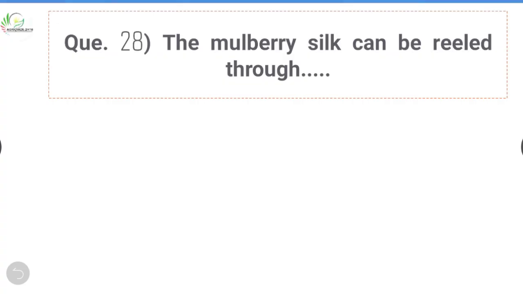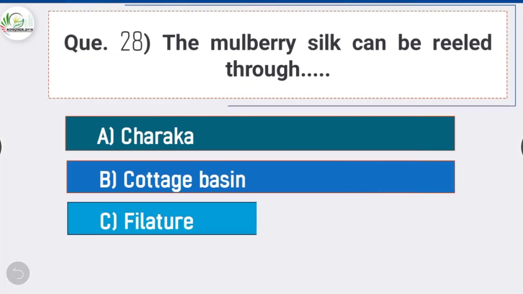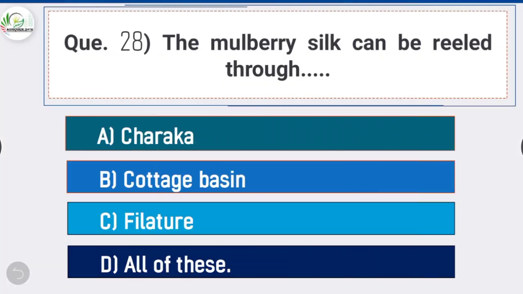Question number 28. The mulberry silk can be reeled through, and the correct answer is all of these. That means the mulberry silk can be reeled through charka, cottage basin and filature.